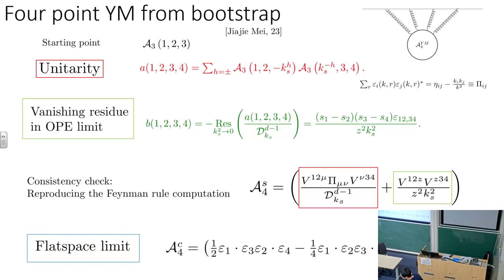You can use unitarity to bootstrap this term, and then by requiring vanishing residue in the OP limit, you can, based on that, bootstrap this green term here. These two give us the propagation of four gluons in AdS. And then for the flat space limit, if you just compare our amplitude with the flat space result, this gives us the contact interaction as on-shell bootstrap. Okay, so all these three just fix the four-gluon amplitude in here.